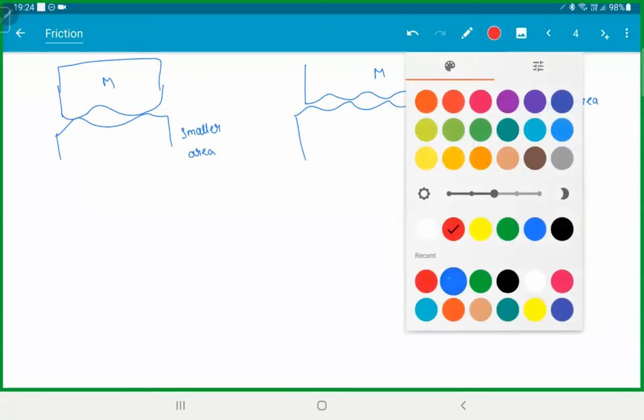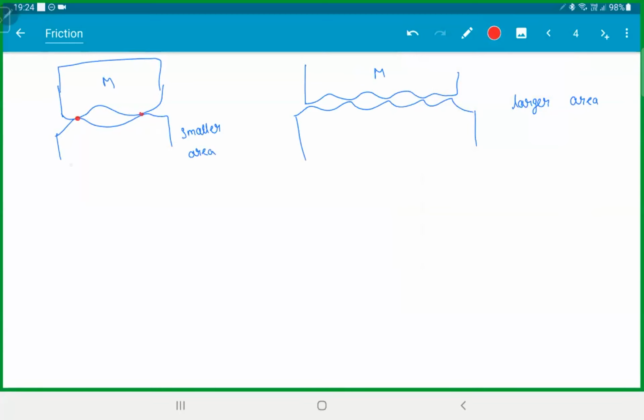So the difference will be you have fewer bonds here, but they're stronger. Most of the weight is only on 2 points, so we have a higher pressure. Therefore, this will lead to strong bonds. Here we have more bonds, so less pressure, weaker bonds, but you have more bonds. So overall, it gets compensated. The total friction will remain the same. Friction is independent of surface area. So that's your first statement. Friction is independent of surface area.